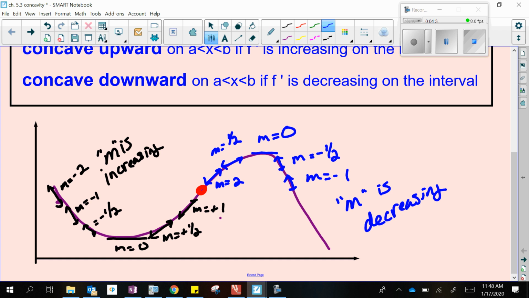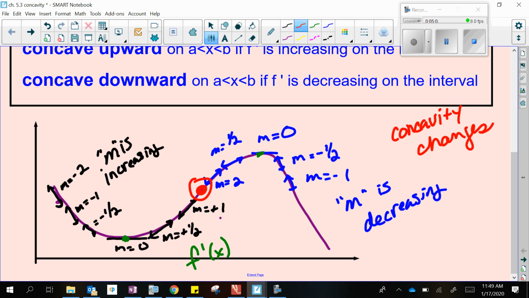And this is what we're going to find as a critical number of the second derivative. Critical numbers of the first derivative, remember, show us a min or a max, where the function stopped increasing or decreasing. Critical numbers of the second derivative show us where concavity changes. Okay, and the second derivative is going to tell us that. Okay, does that make sense?